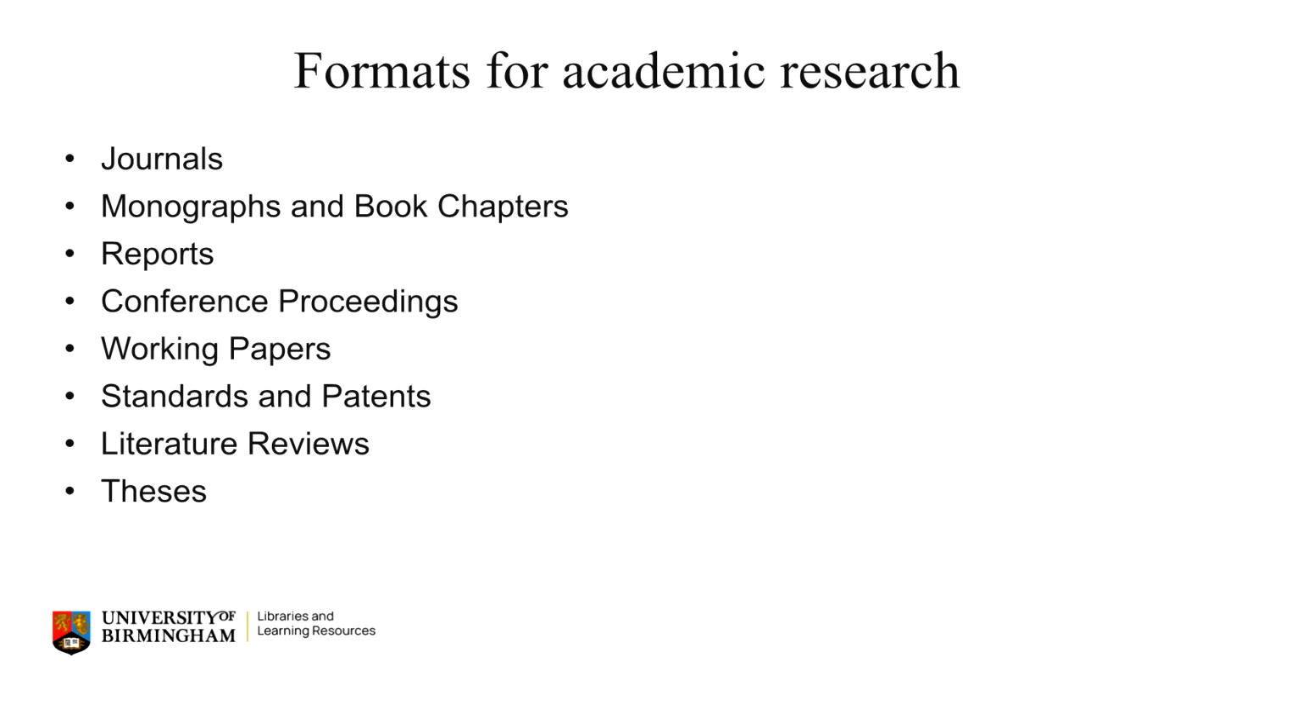Now let's consider the formats in which academic research is published. These include journals, monographs and book chapters, reports, conference proceedings, working papers, and literature reviews. Any of these resource types may be of interest to you at different stages of your research.